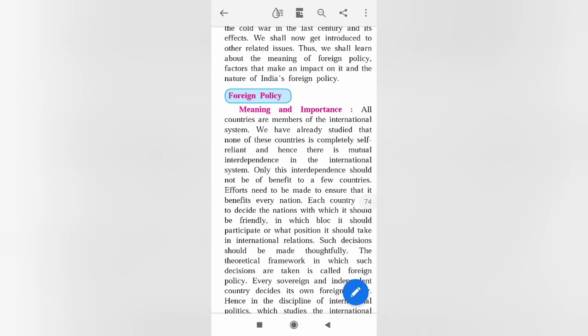Now, let me tell you that every country, whether the nation is big or small, they have their foreign policy. With the help of foreign policy, they are having relationship with other countries. Now let us look at the meaning and the importance of foreign policy.